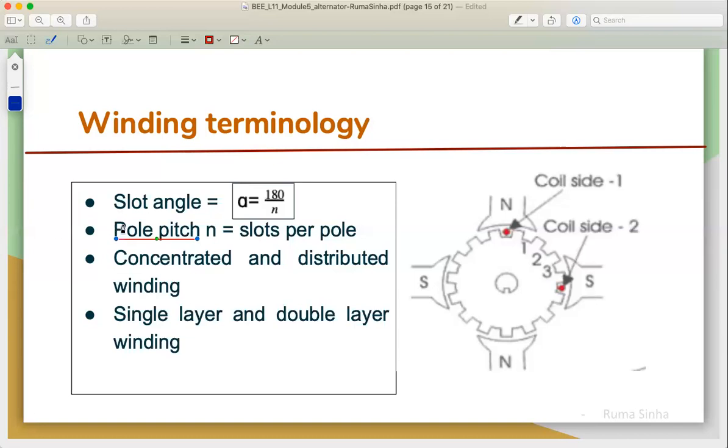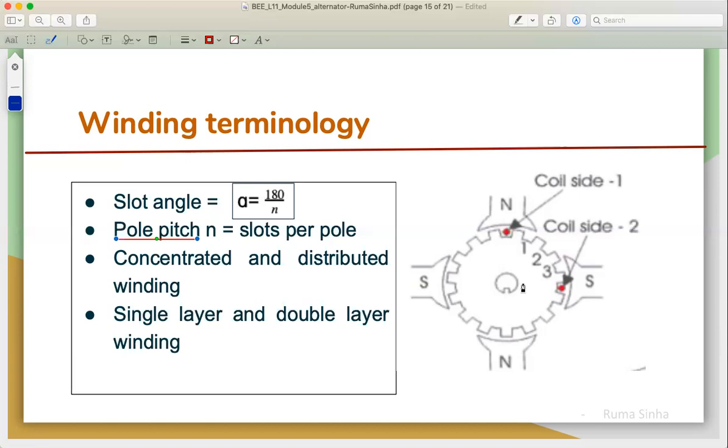So I can calculate slot angle alpha, which can be written as 180 divided by small n. Small n is slots per pole. So from here to here, how many slots do we have? Those many slots will make an angle of 180 degrees. So for the slots in between them, what will be the angle? That's nothing but 180 by slots per pole. So that's called slot angle.